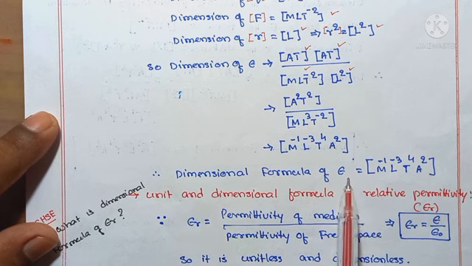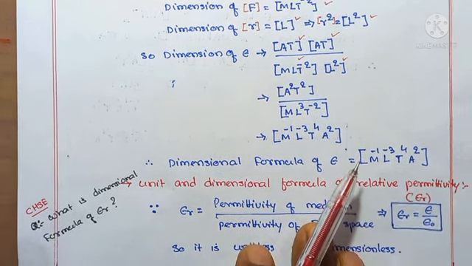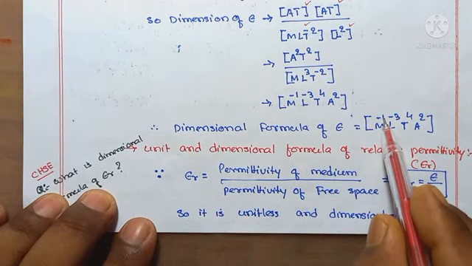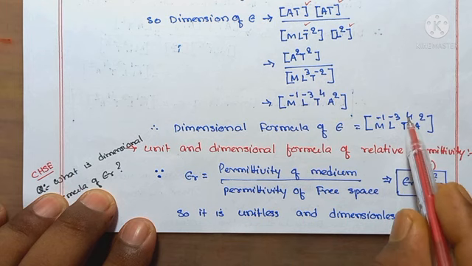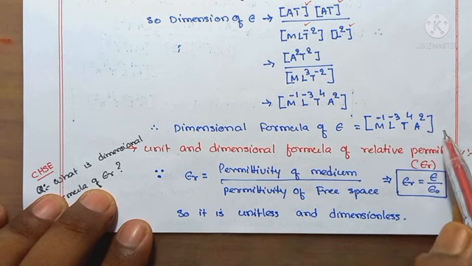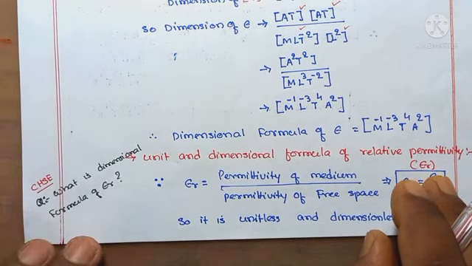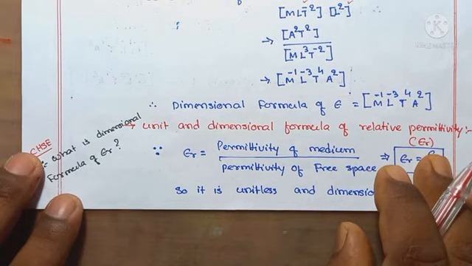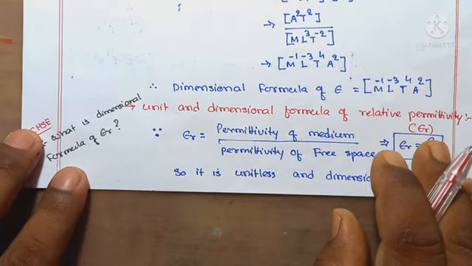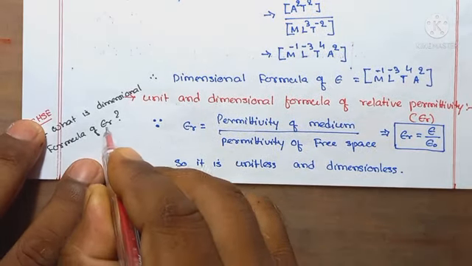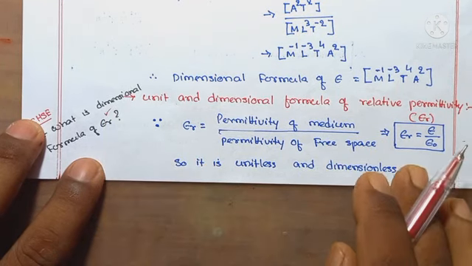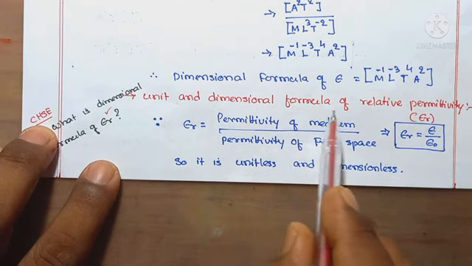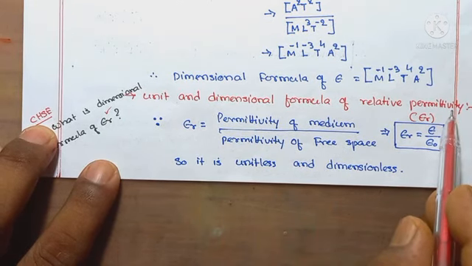So the dimensional formula of epsilon, that is epsilon means permittivity of the medium, is M to the power 1, L to the power minus 3, T to the power 4 and A to the power 2. ठीक है? So CHSE board has also asked the question, write the dimensional formula of epsilon r. What is epsilon r? It is the relative permittivity of the medium.